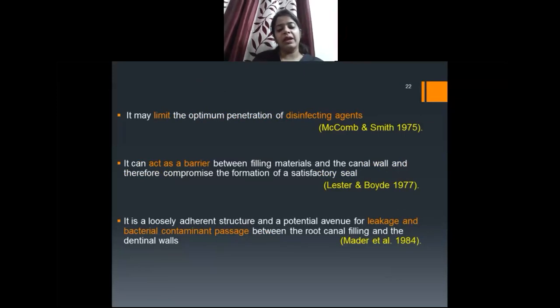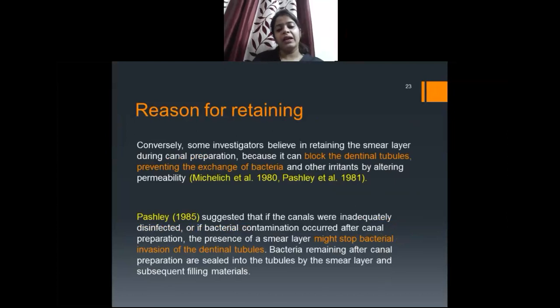It is a loosely adherent structure and a potential avenue for leakage and bacterial contamination passage between the root canal filling and the dentinal wall. Reason for retaining: conversely, some investigators believe in retaining the smear layer during canal preparation because it can block the dentinal tubules, preventing the exchange of bacteria and other irritants by altering the permeability.